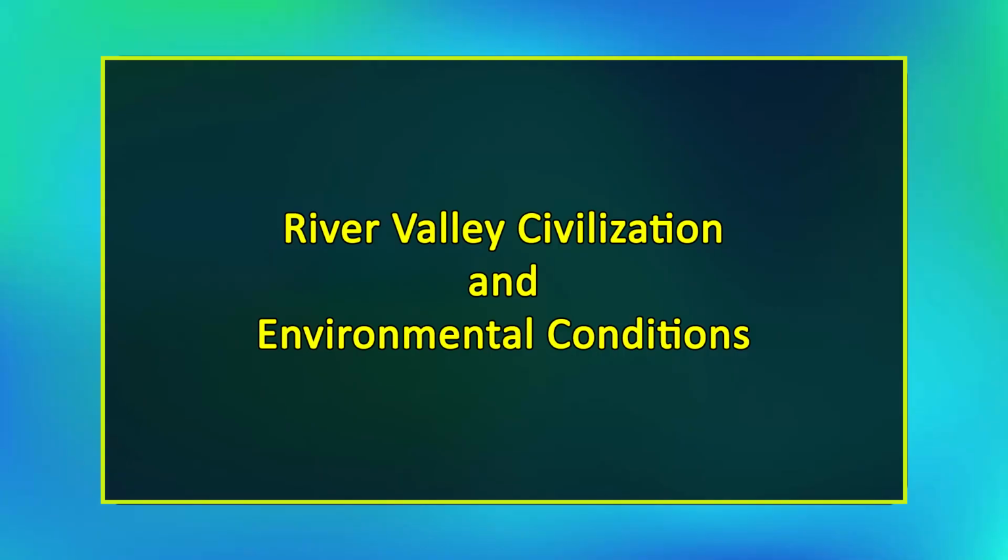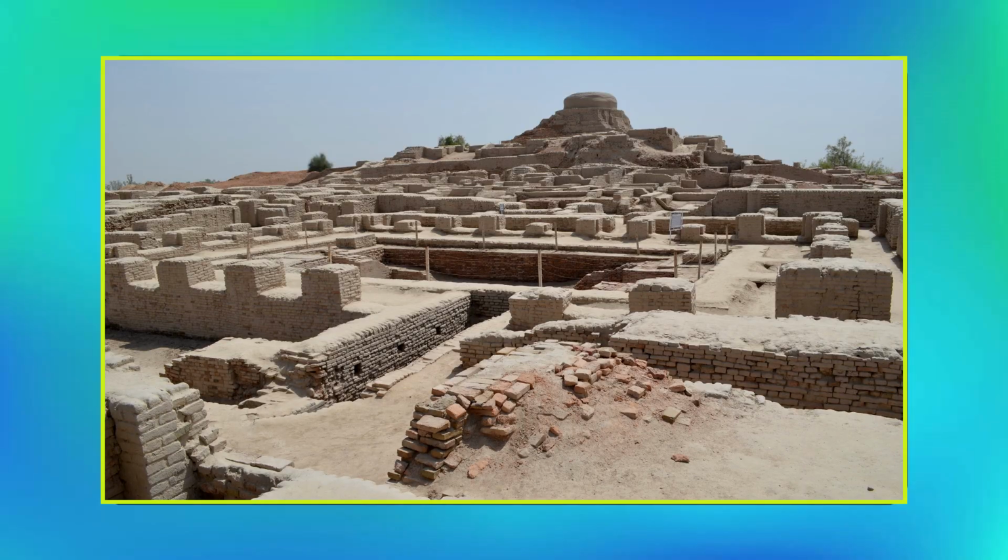Hello and welcome to today's lecture. We shall be talking about River Valley civilization and environmental conditions. As you know, the River Valley civilization developed in India in the 3rd millennium BC is generally known as the Indus Valley civilization or the Harappan civilization.